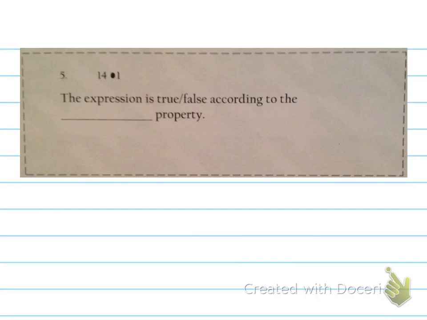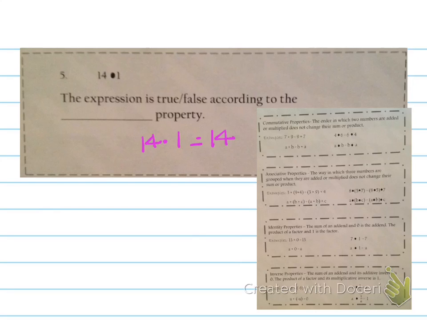So now, number 5 has 14 times 1. Well, don't we all know that 14 times 1 equals 14? So what you want to do is look on that first page of all of our properties and say, well, what property is showing us that a number times 1 equals that number? What property tells us that? We have commutative, associative, identity, inverse. Let's look at the identity property here.